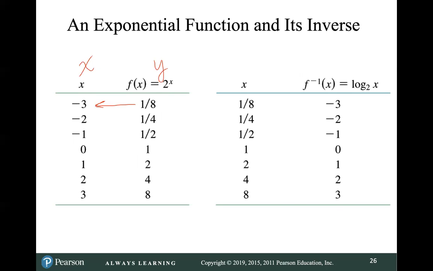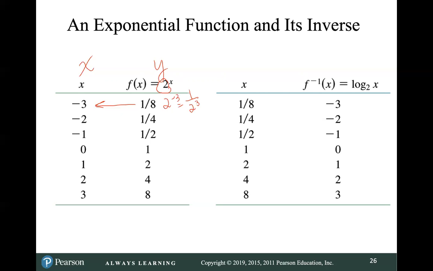Okay, so if I'm looking with a base of 2, then I can say 2 to the negative 3 is 1 over 2 cubed, which is 1/8. 2 to the negative 2 is 1/4. 2 to the negative 1 is 1/2. 2 to the 0 is 1. We should see this pattern. We should recognize this from our exponential functions, right?